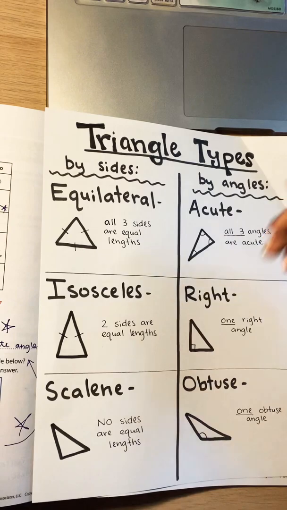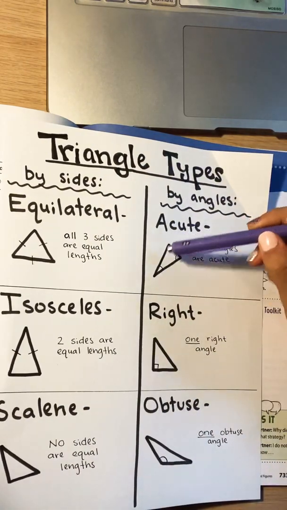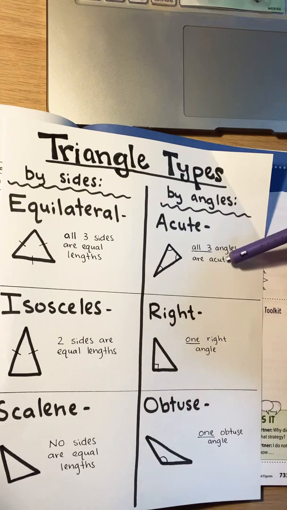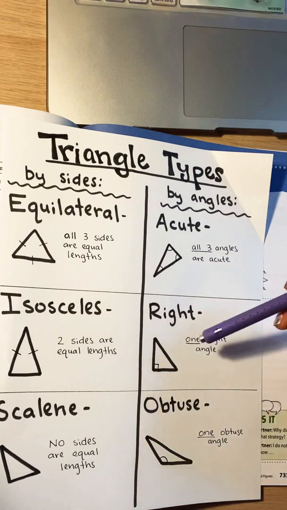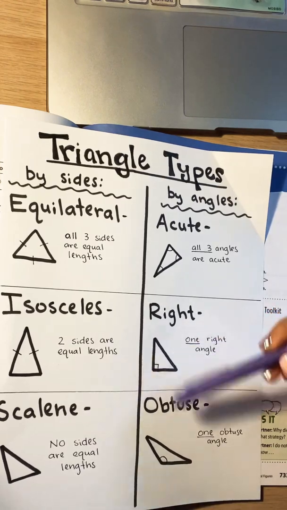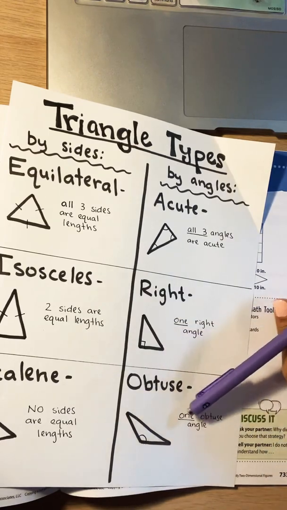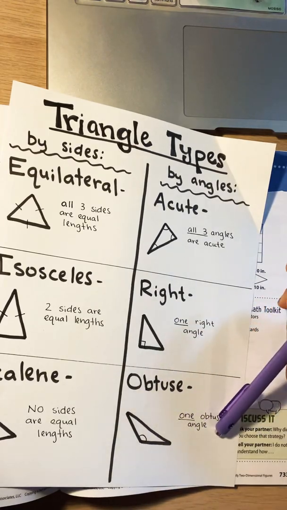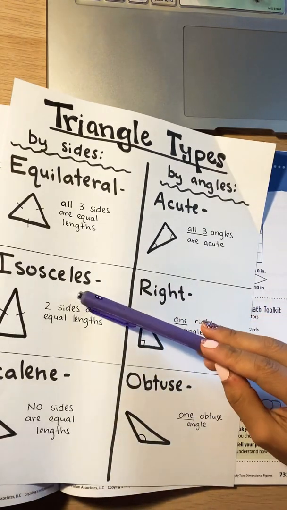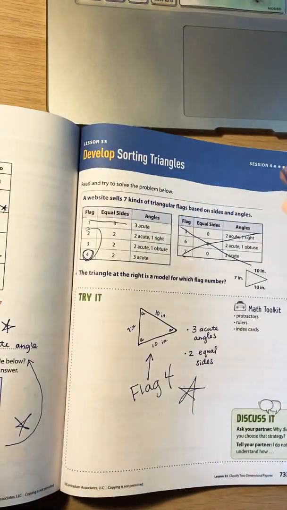So it's an isosceles triangle, but it's also an acute triangle because all three of the angles are acute angles. A right triangle would be one that has one right angle, like that. And an obtuse triangle would have one obtuse angle. So it's an isosceles triangle and it's an acute triangle, which we'll get to.